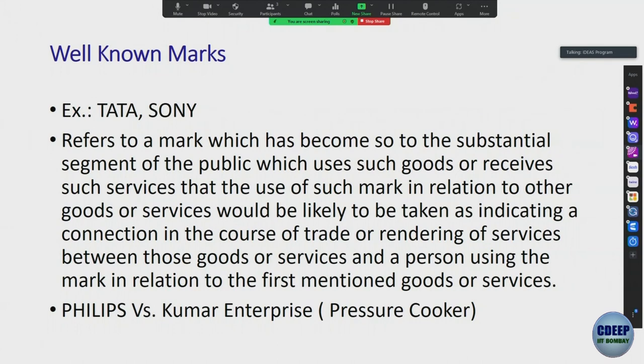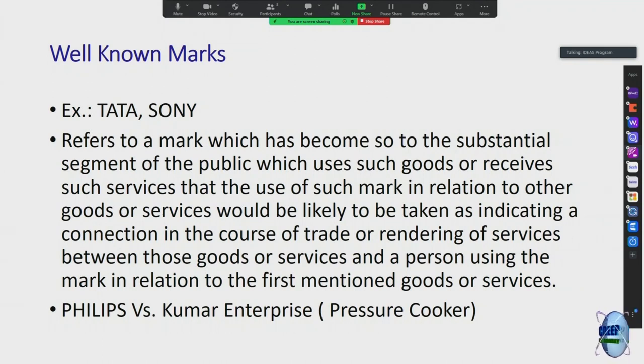irrespective of whether they have registered a trademark in a particular category or not, or whether they are producing those goods or services or not. If anybody says this is a Tata product, you will say it is coming from the house of Tatas. So, the public believes that the indication is coming from that source.